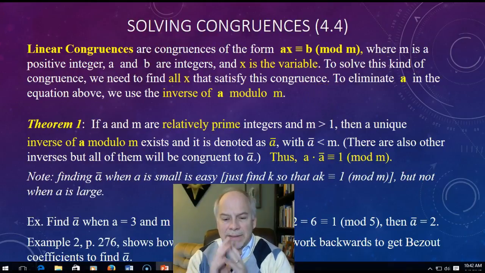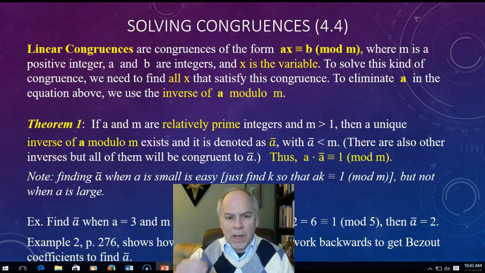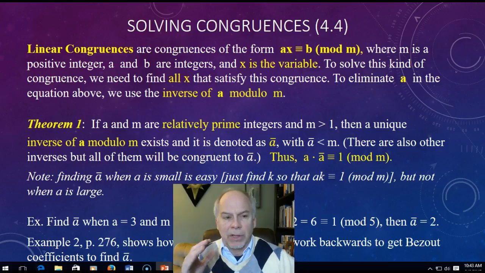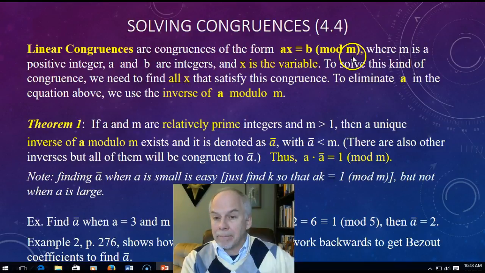All right, now in section 6.4 called Solving Congruences, and we're also going to look in this video at section 4.5 on applications of congruences. We first look at linear congruences. What is a linear congruence? So a linear congruence are congruences of the form AX is congruent to some number B mod M.